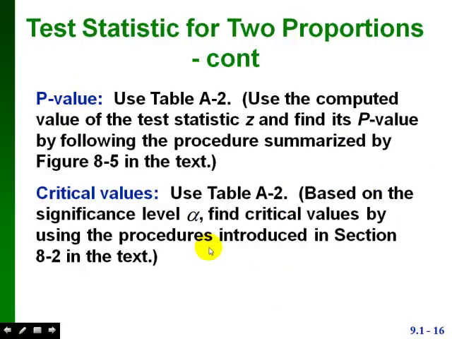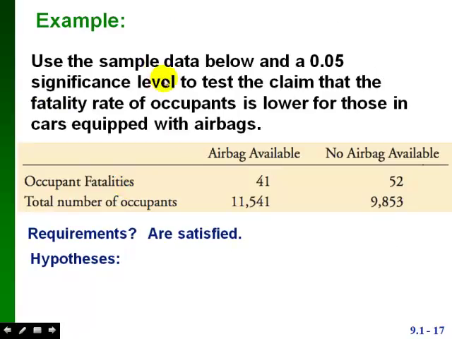So right here in this formula for your test statistic, this part of it right here is automatically going to be 0. All right, and when we're testing these claims, we can either use the p-value method or the critical value method. So let's go through with the same sample data that we had before and test the claim that the fatality rate of occupants is lower for those in cars equipped with airbags than those in cars that didn't have airbags available.